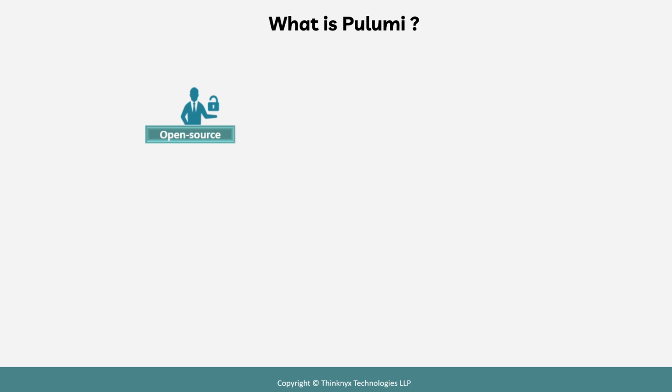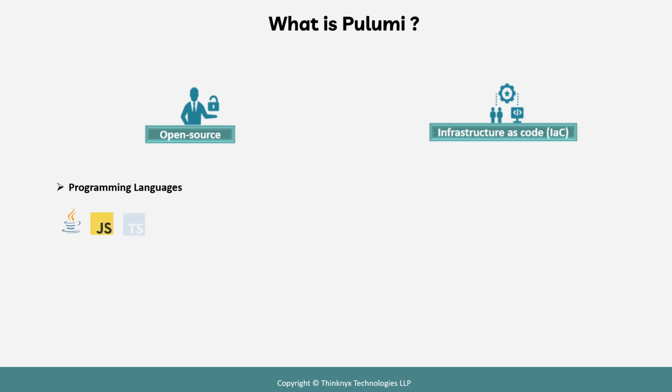Pulumi is an open source infrastructure as code tool that allows you to use familiar programming languages like Java, JavaScript, TypeScript, Python, Go, C#, and markup languages like YAML to define and manage your cloud infrastructure. Unlike traditional IaC tools that rely on domain-specific languages like HashiCorp's HCL, Pulumi leverages general-purpose programming languages, providing more flexibility and enabling you to use existing tools, libraries, and techniques.